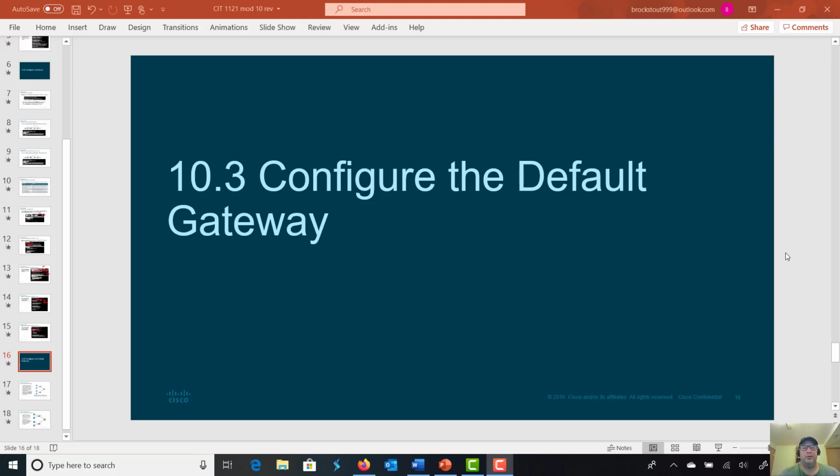CIT 1121, Module 10, Submodule 3, Configuring the Default Gateway.